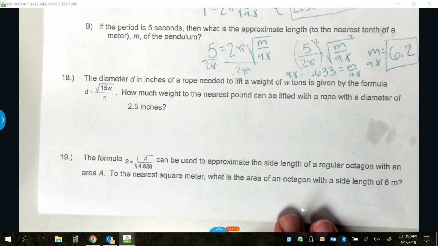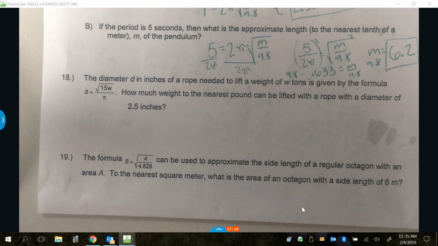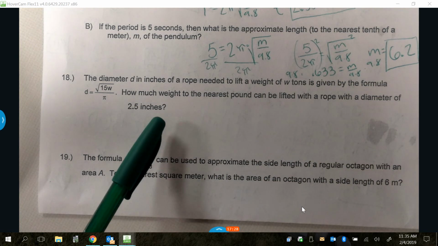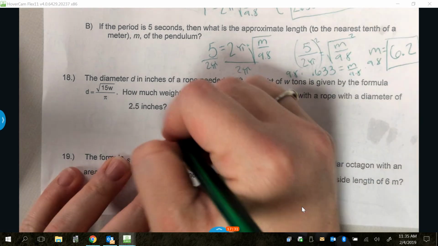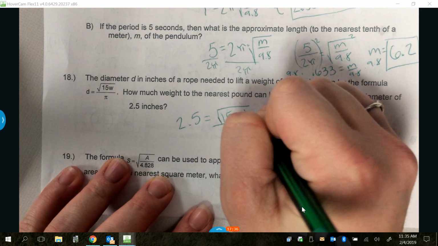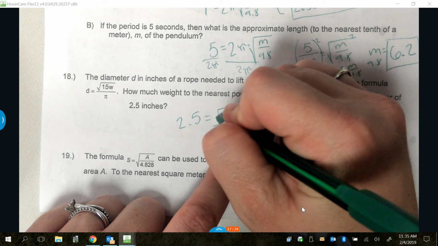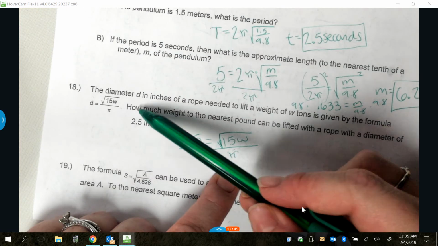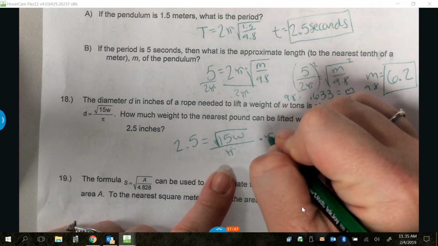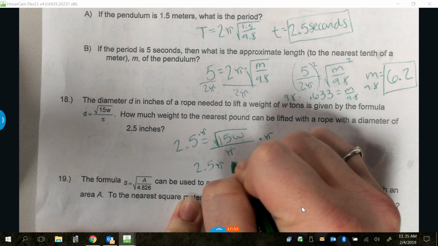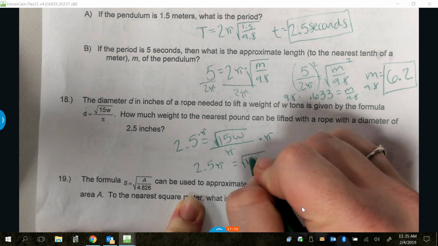Let's look at number 18. The diameter d in inches of a rope needed to lift the weight of W tons is given by the formula. How much weight to the nearest pound can be lifted with a rope with a diameter of 2.5 inches? So diameter is d, so 2.5 equals square root 15W over pi. If you notice, the pi is not inside the house. See how here they are both obviously under the house? This is not under the house. So I'm going to multiply both sides by pi. So I get 2.5 pi equals square root of 15W.